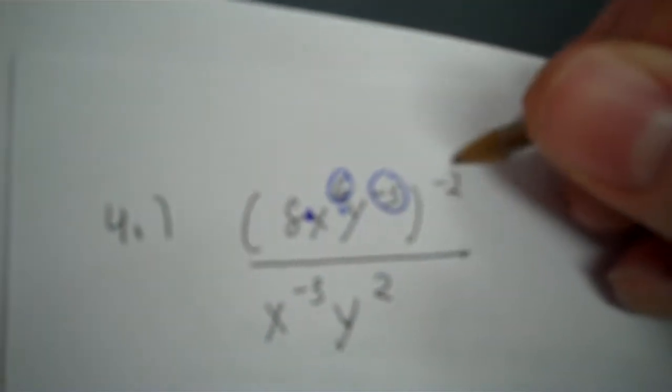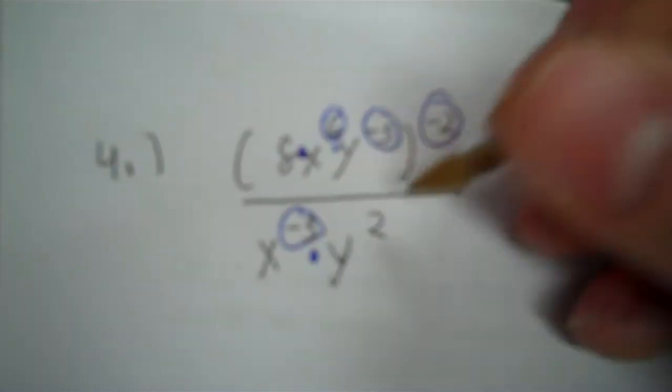Okay, number 4, we have the quantity 8 times x to the 6th times y to the negative third, to the negative second. Then in the denominator you have x to the negative second times y to the second. Okay. So on top, 8 times x times y. Now on the bottom you have x times y. So once you move across the line, you have to rewrite your bases. You don't add the x's, not when you're dividing them.